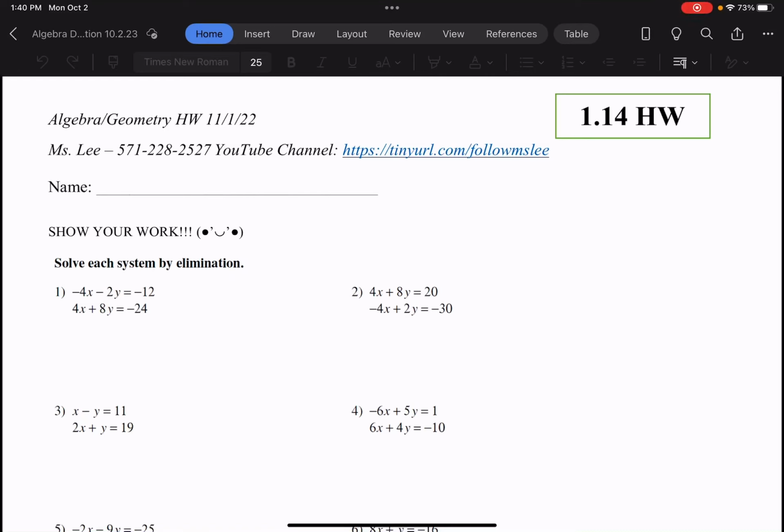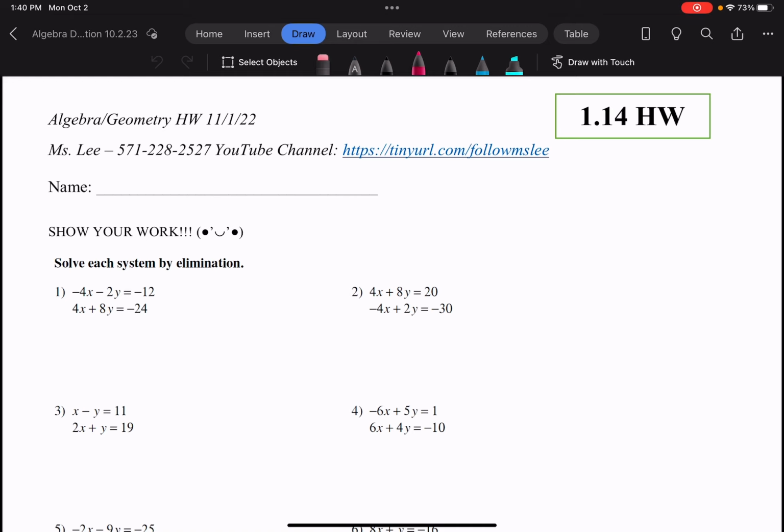I'm going to go through the homework pretty quickly today, and then I'm going to go back and show you some of the problems in the classwork in case you needed help with any of those. Alright, so today we are solving systems of equations through elimination, which you all discovered is a little bit faster, a little bit more fun.